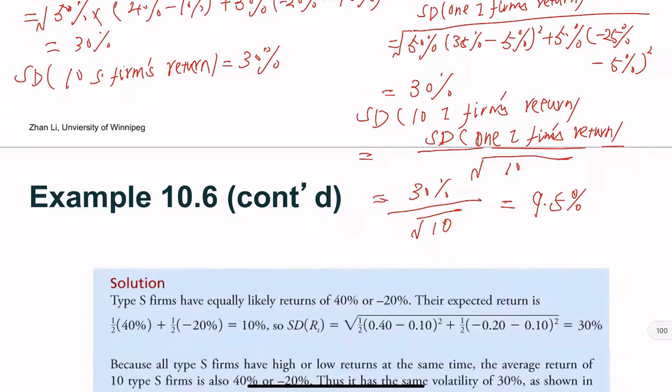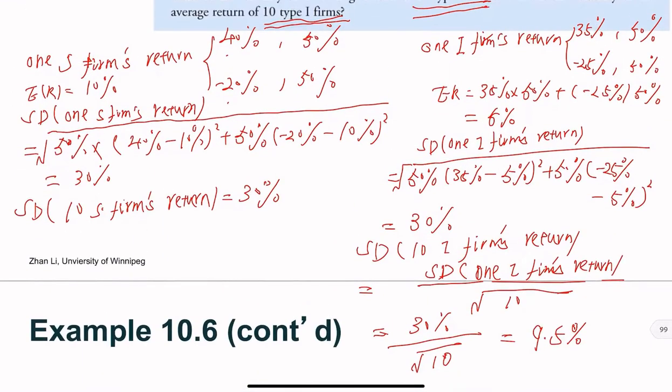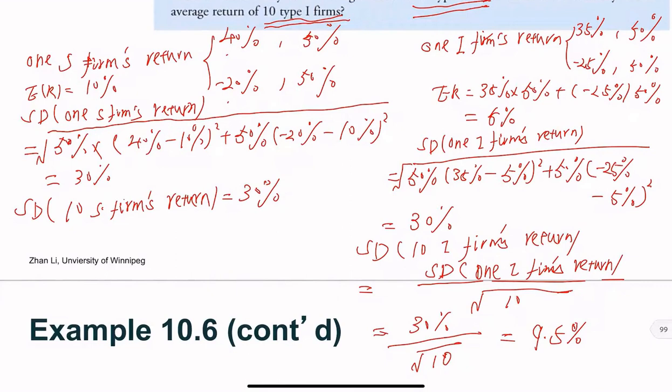So here you can see a numerical example that if you have independent risks, by combining these independent risks, you will have smaller risk, right? That's why you get 9.5% volatility in this portfolio of type I firms versus 30% volatility in the portfolio of type S firms.